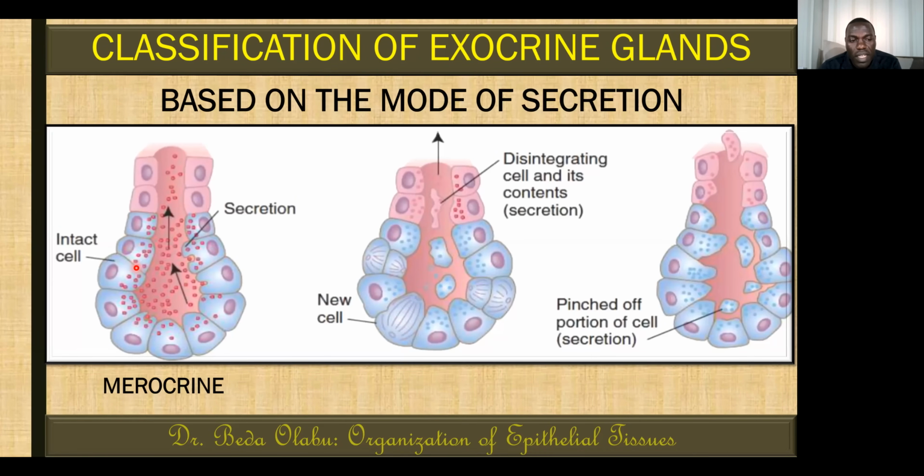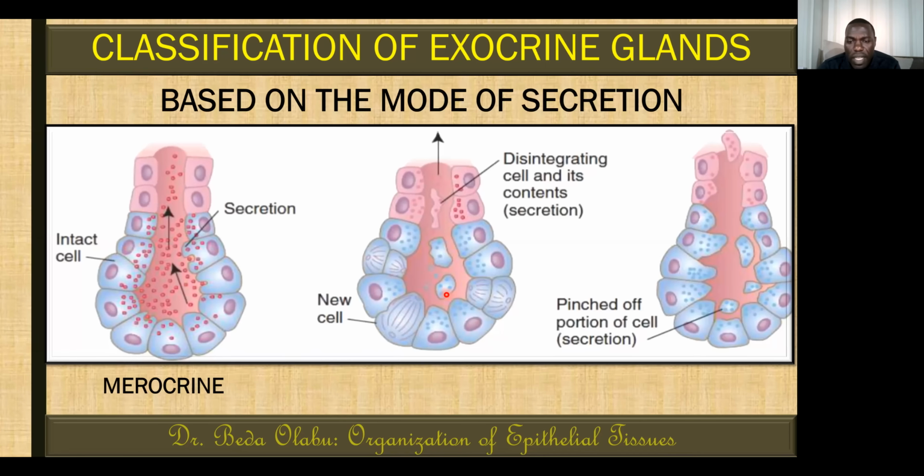So it means that the secretions are within vesicles, and those vesicles are released into the extracellular space, into the lumen, that is. The cell remains intact. That's merocrine gland. Examples of merocrine glands include most of the sweat glands.